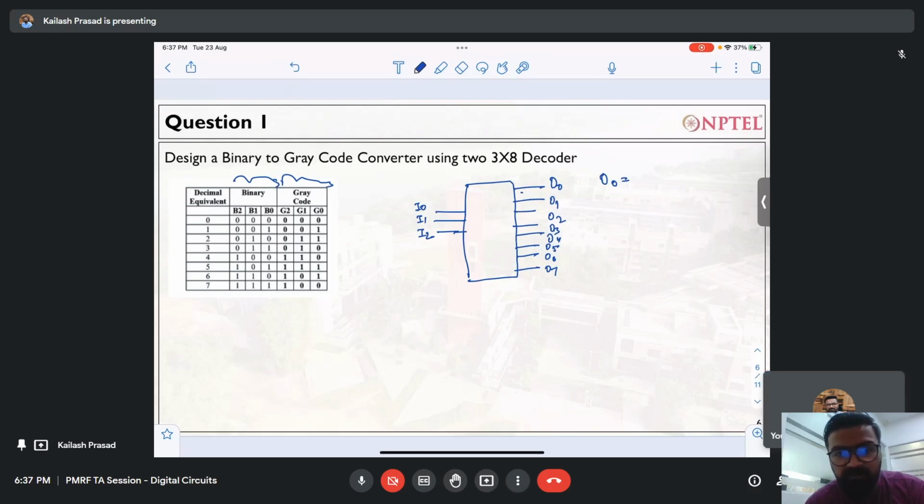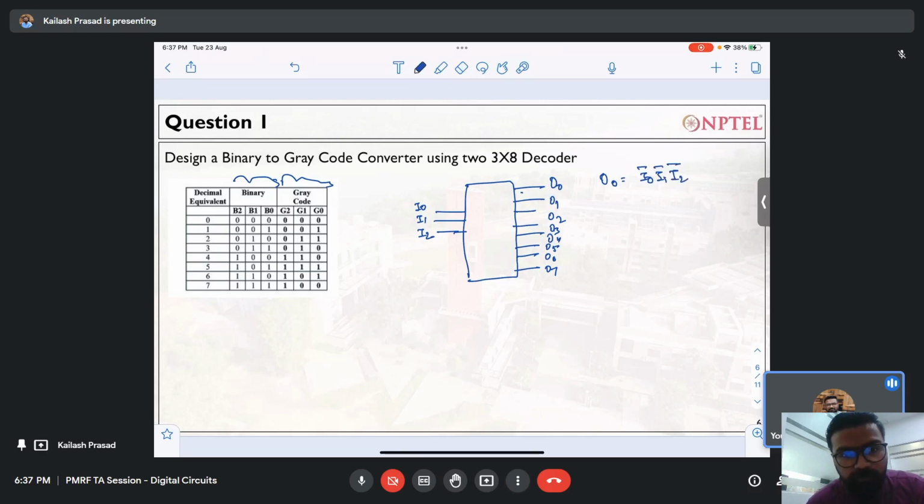Not plus I1 bar plus I2 bar. I0 bar plus I1 bar, you're saying this expression. Anybody else? I0 bar, I1 bar, I2 bar. So it will be like this. Okay, it will be I0 bar, I1 bar and I2 bar, right?